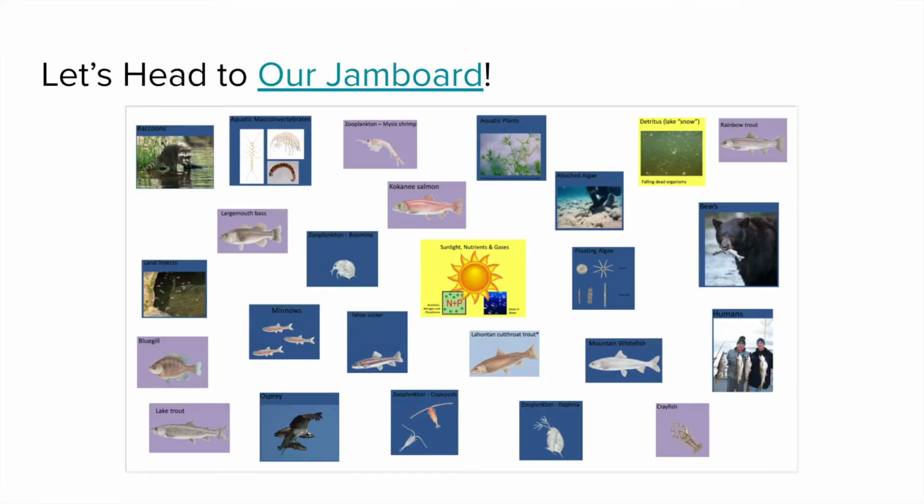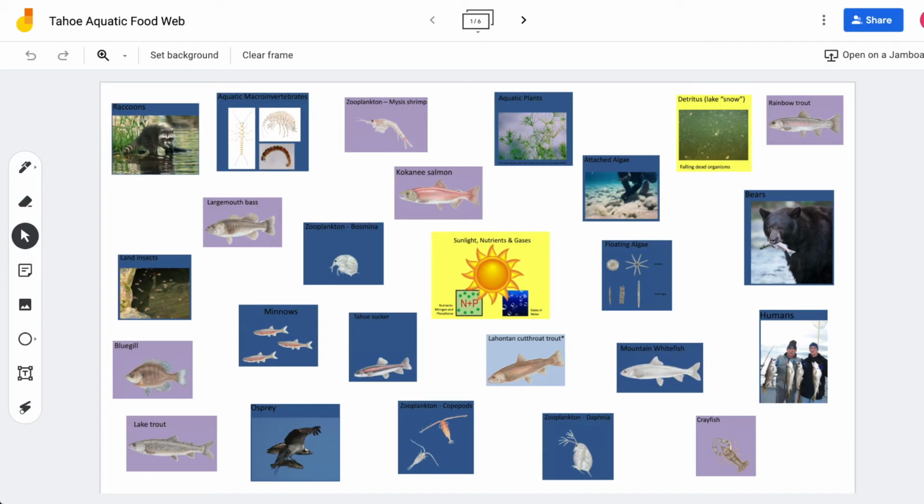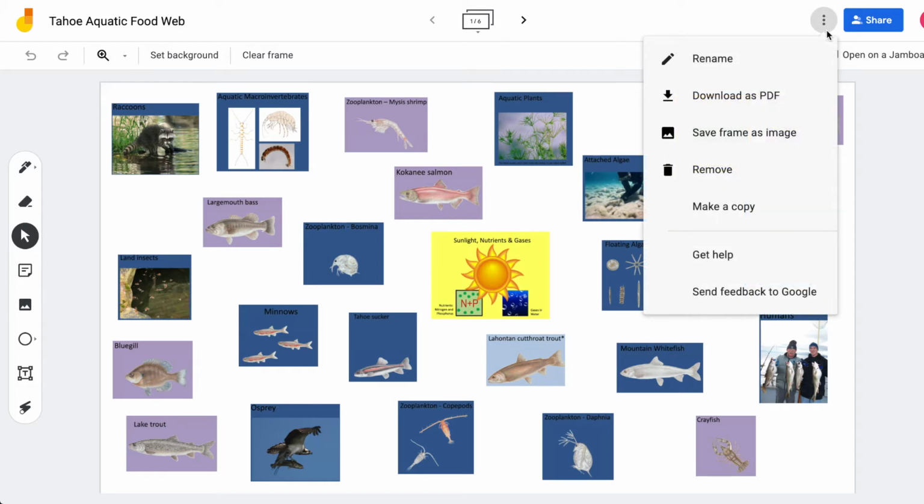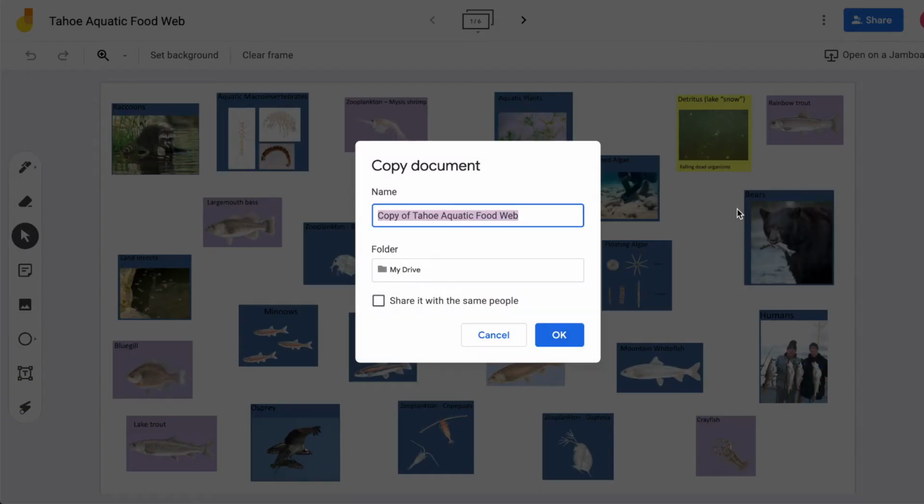So, knowing all of that, and hopefully you've had time to collect your information about your organism, we are going to head to our Jamboard. That is where we can all work together to create a food web. You can find the link to the Tahoe Aquatic Food Web Jamboard in your PDF. What you are going to want to do is create a copy of this Jamboard so you can edit it. Please do not edit the original Jamboard because it makes it hard for anyone else to edit it after you. So you'll make a copy and save it to your drive.